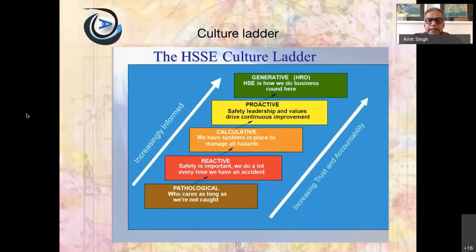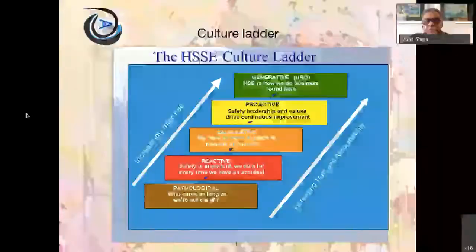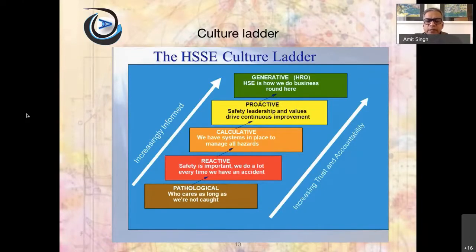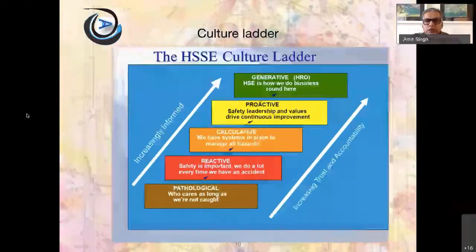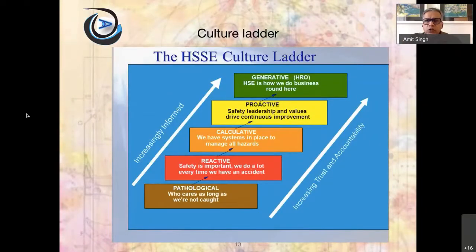In the safety culture ladder, you have 5 steps. The lowermost being pathological, which you could relate to, is when people say, who cares as long as we are not caught? People continue to do their activities, but if something goes wrong, they do not report, because they say let's continue. If somebody catches us, then we'll see. Which means the culture is at the bottommost, which is the pathological culture.